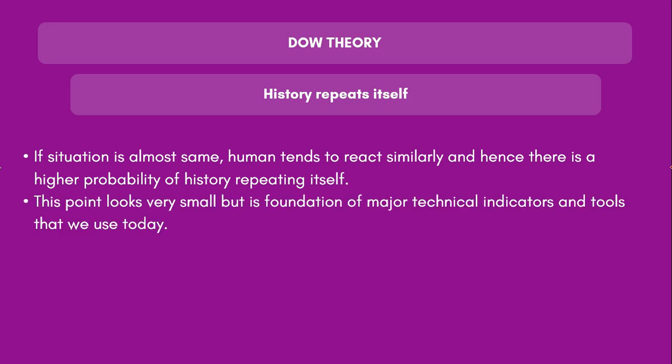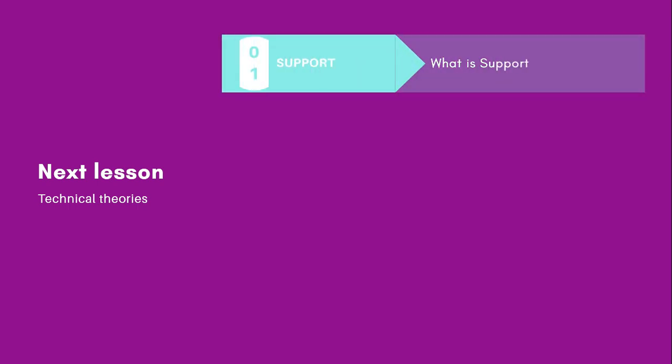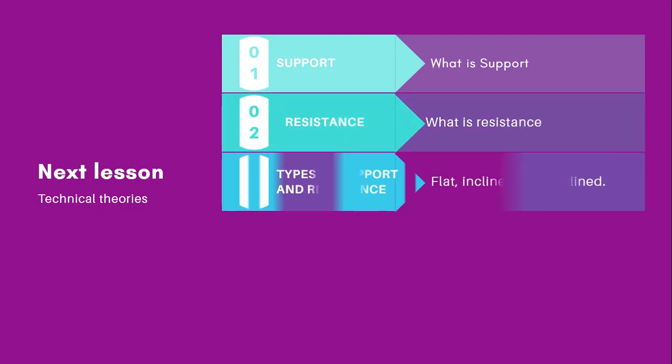This point looks very small but is the foundation of major technical indicators and tools that we use today, a few of which we will discuss in the immediate next lesson. The point that history repeats itself is a very small point, but the most important point in technical analysis. So in the next lesson we are going to talk about a lot of technical theories. We are going to talk about what is support, what is resistance, what are the types of support and resistance, and you would be amazed to know that support, resistance, pivot points, all these advanced technicals that we use today have been derived from the single line that history repeats itself.